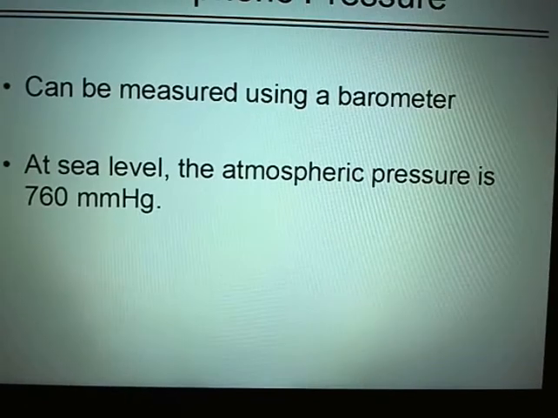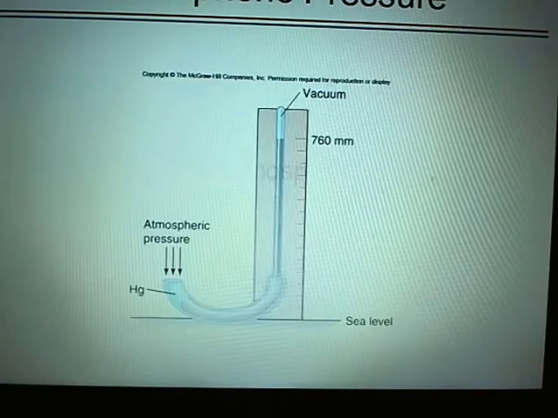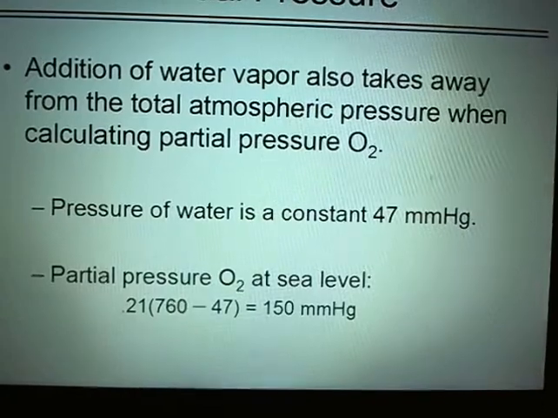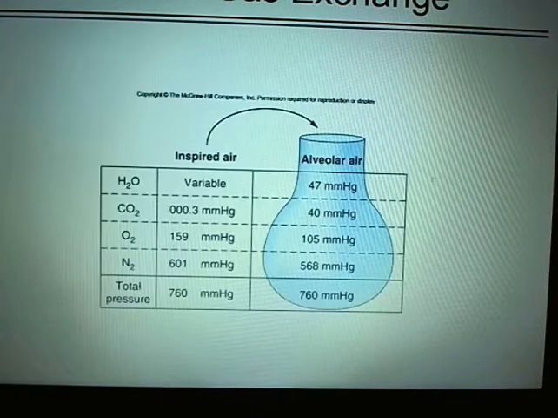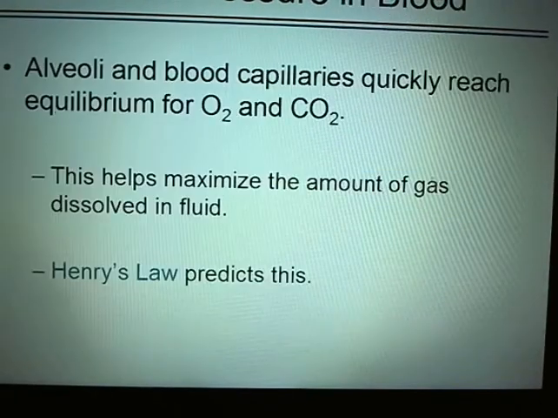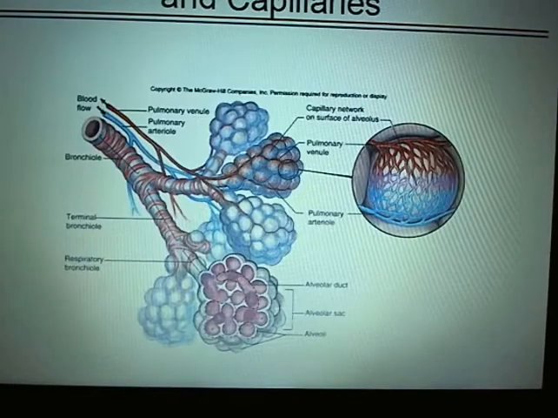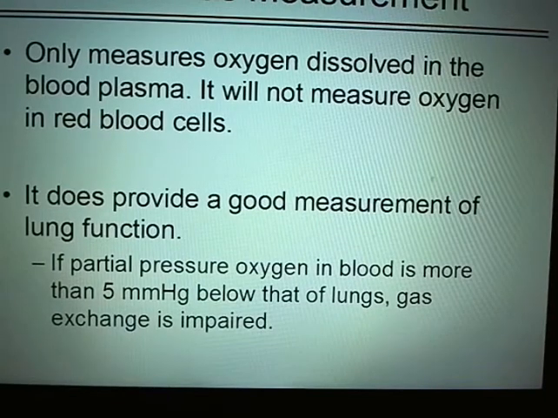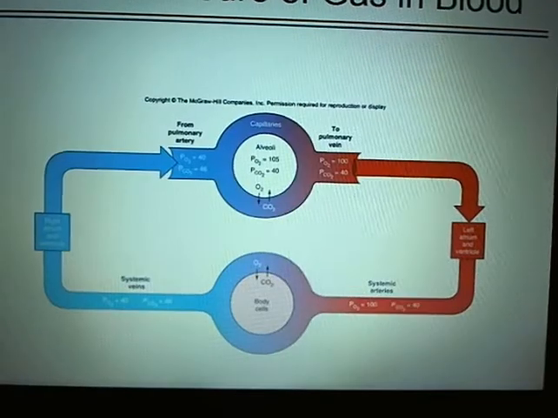Gas exchange in the lungs can be measured. We're not going to go into that. We're not going to go through Dalton's law, partial pressure, Boyle's law, and that we're not going into. Relation between alveoli and capillaries, they wrap around. To measure oxygen, you use an electrode. It measures the oxygen in the plasma, not in the red cells.